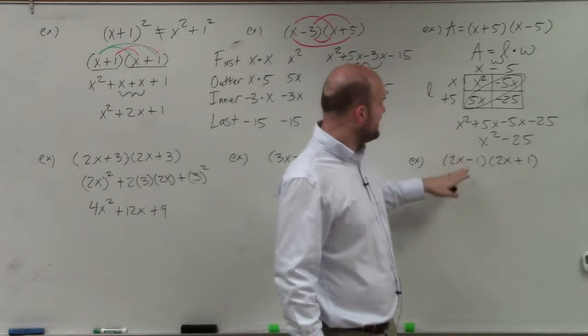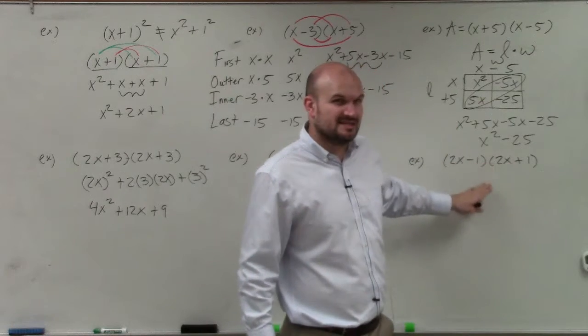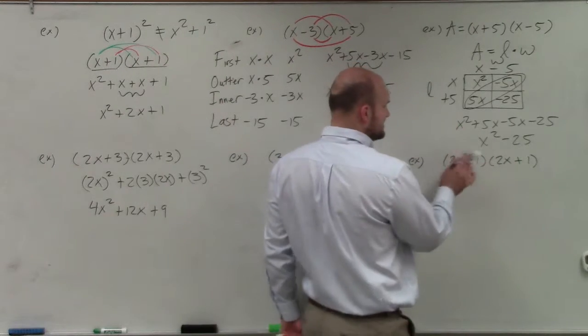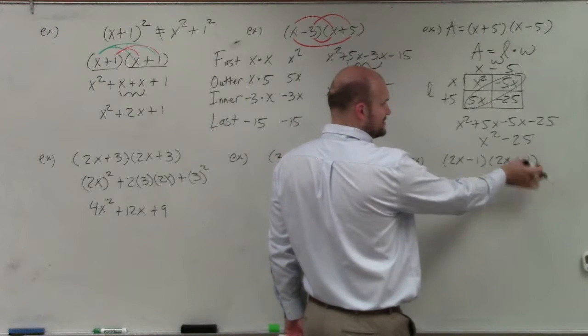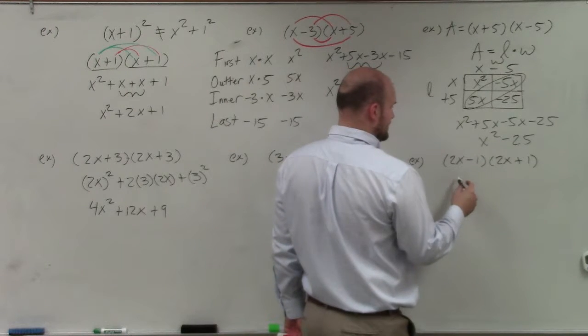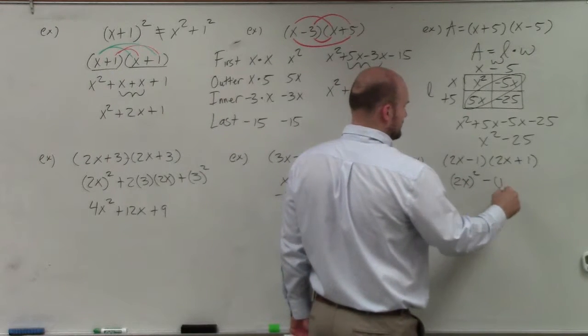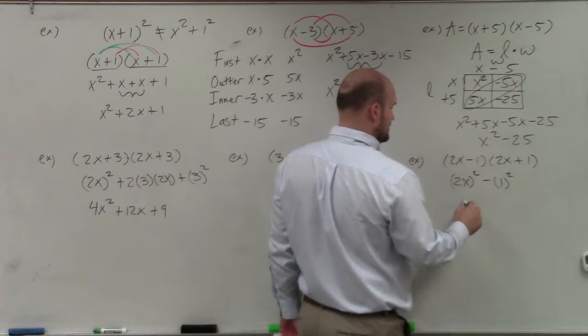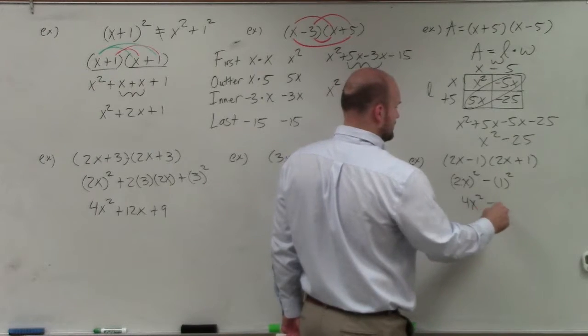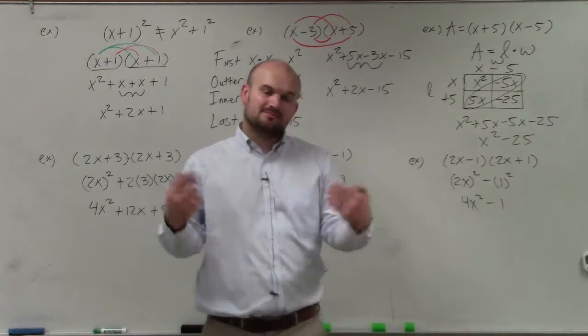So therefore, if I notice I have the exact same terms, the only difference is the sign, then all I need to do is square the first term, square the last term, and then subtract them. So in this case, I'll have 2x squared minus 1 squared. Well, 2x squared is going to be 4x squared minus 1. And there's my product.